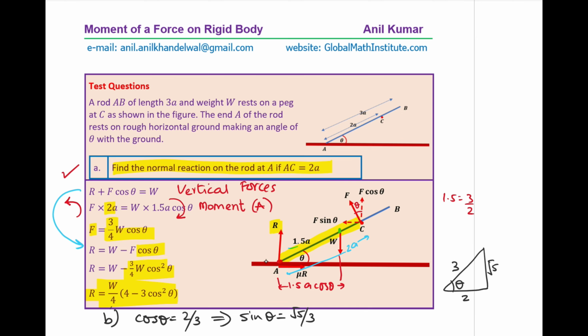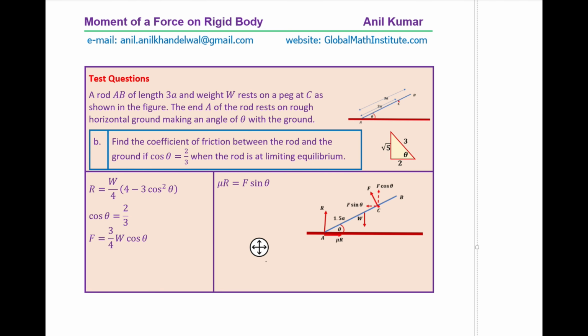Perfect. And the horizontal component will be F sine theta, which will act against the movement, mu R, right? So that is the sliding force. So now let's see how to do part B. In part B, find the coefficient of friction between the rod and the ground if cos theta is 2 over 3 when the rod is at limiting equilibrium. So let this coefficient of friction be mu. So we'll now find mu.